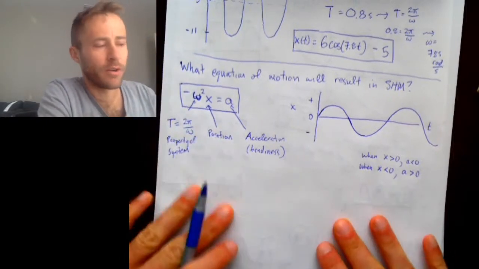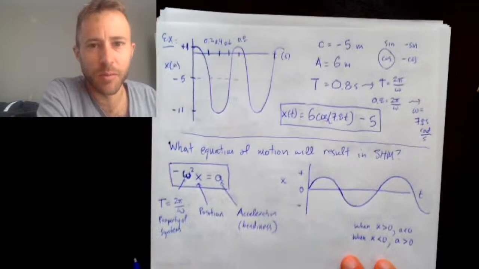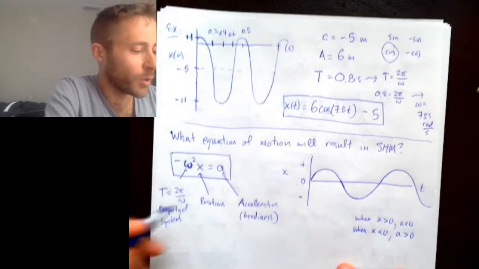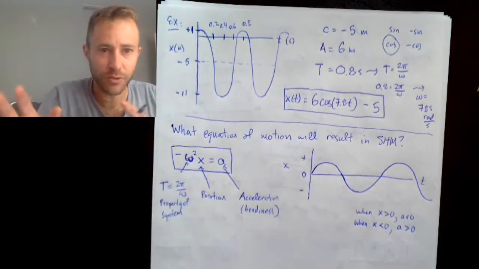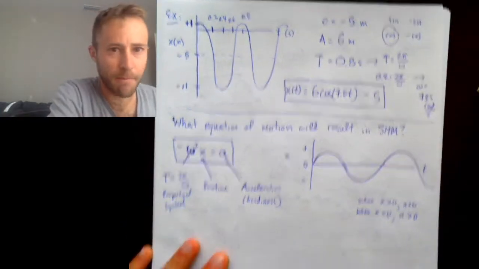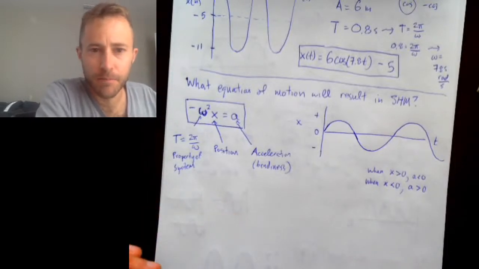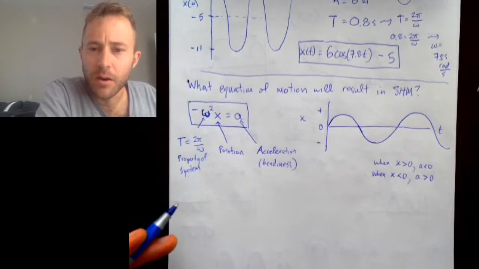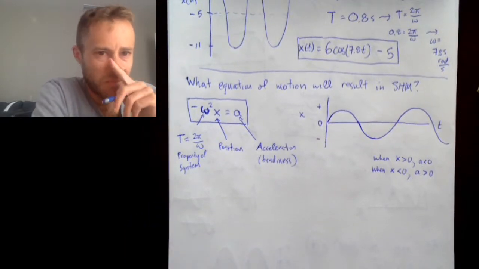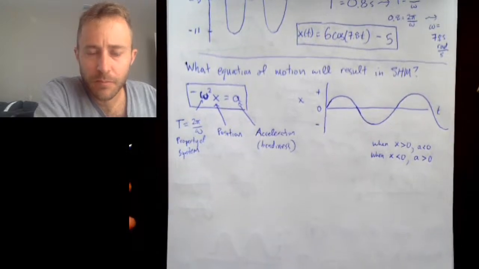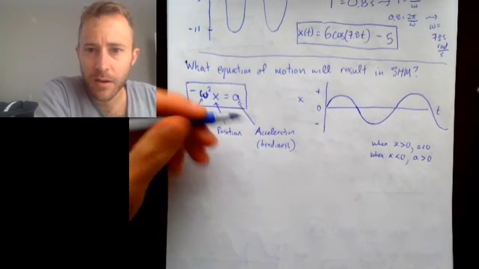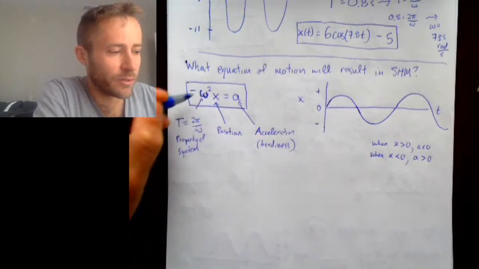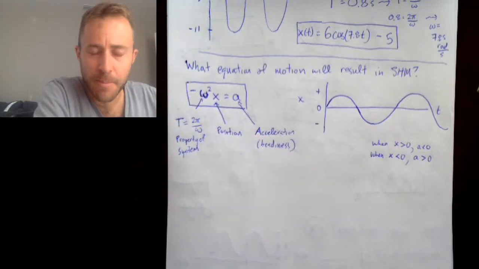One of the things I want to point out here is, in the context of simple harmonic motion, capital A is amplitude and lowercase a is acceleration. So those are two different things. All right. So just be aware of that. I just thought of that. All right. So that's the reason why this is true.